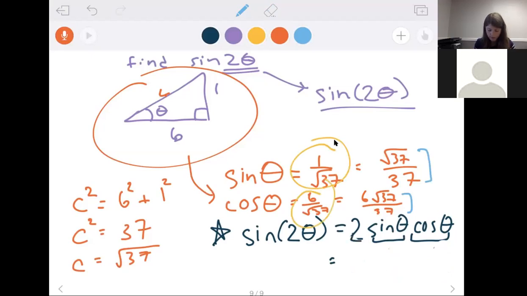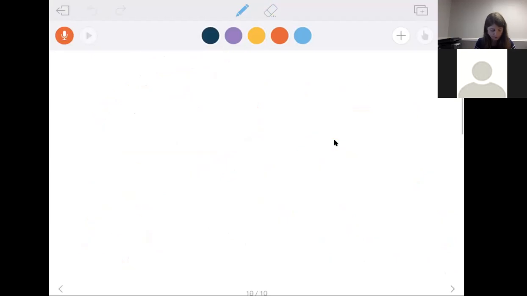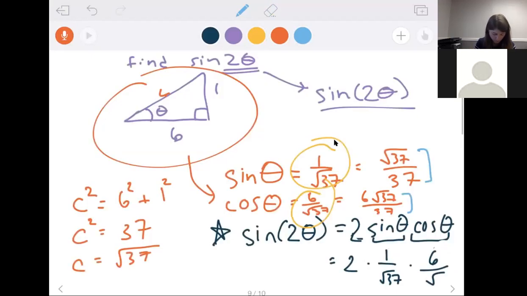Life is easier. Because what we're going to see, 1 over square root of 37 times 6 over square root of 37. Okay, so this is going to give me, think about this as 2 over 1. So I've got 12 if I multiply my numerators. Square root of 37 times square root of 37 gives me 37. Much, much better, right? Okay, so don't clean up until the end, sometimes, is the moral of our story.